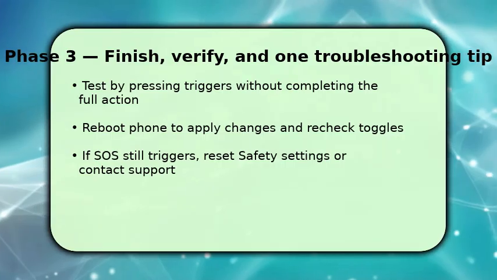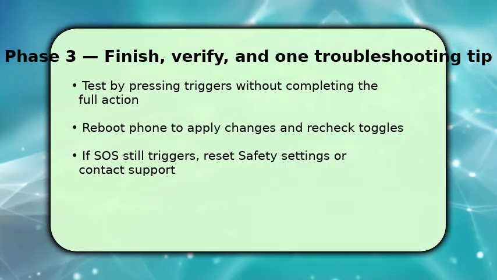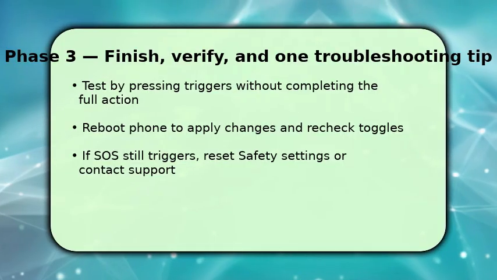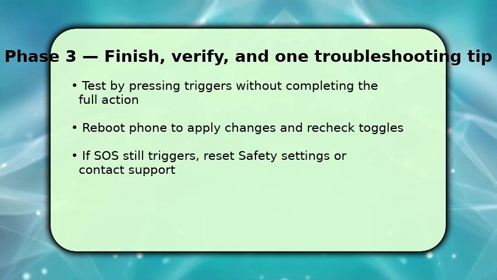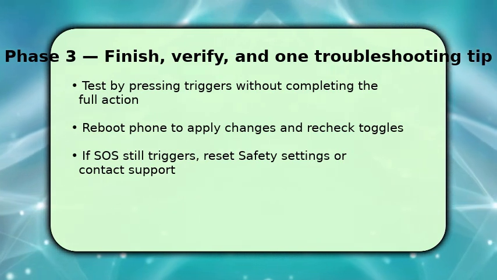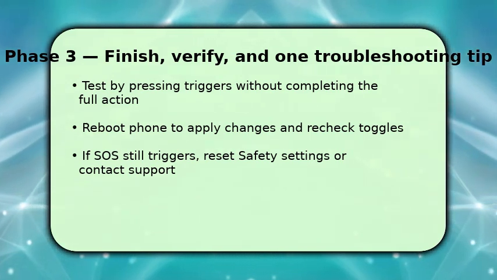If problems persist, contact your device maker or carrier support. Explain you've disabled triggers but receive unwanted alerts so they can escalate and check firmware or system-level overrides.